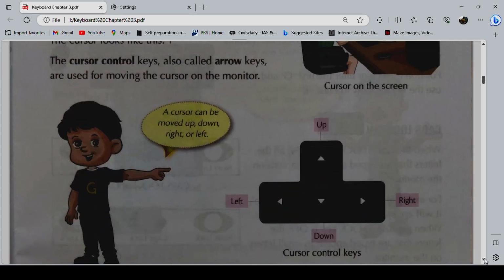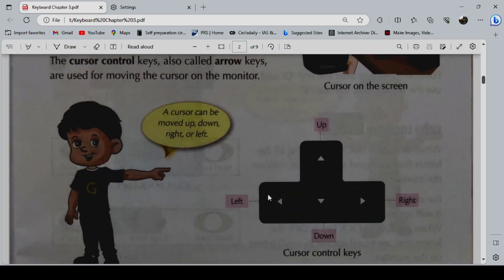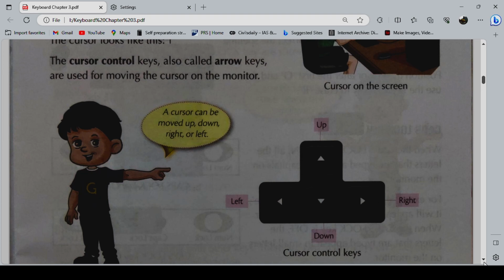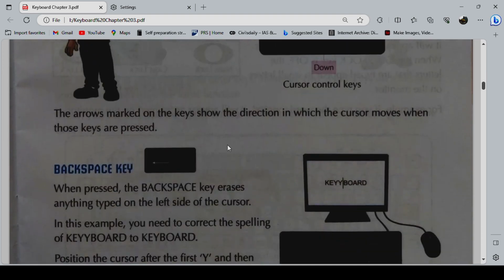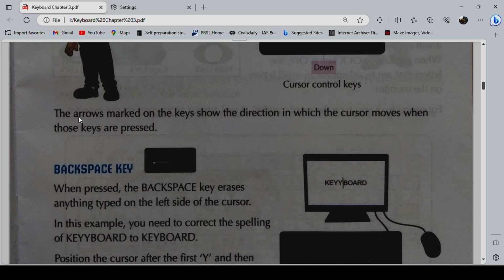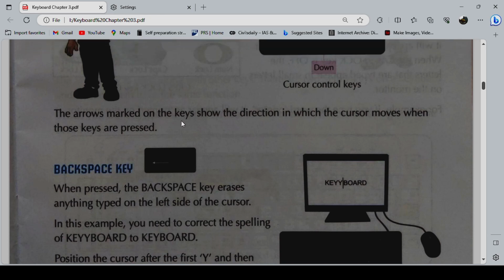Now we'll see what are the cursor keys. These are the cursor keys: up, left, right, down, cursor control keys. Okay, with the help of these keys, if you can see on your keyboard, these are the keys we can control our cursor with. Now read this. The arrows marked on the keys show the direction in which the cursor moves when those keys are pressed. That means the arrows marked on the keys show the direction.